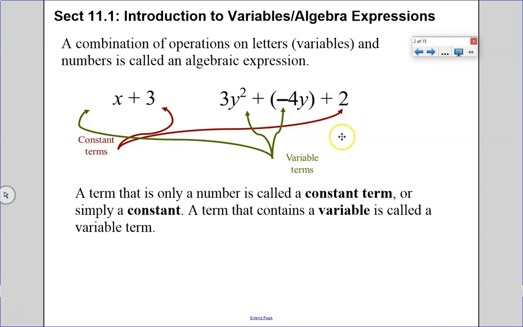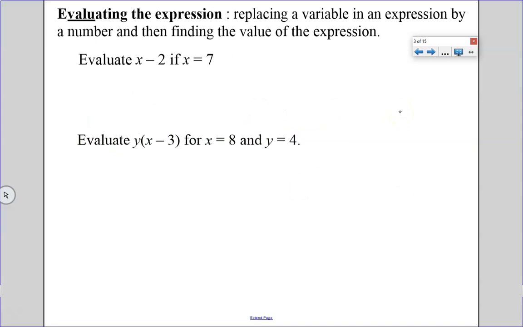Now, terms can be considered constants. Constant terms are terms that contain no variables. For example, the 3 and the 2 would be constant terms. Variable terms are terms in which there will be at least one letter. So the variable terms here are x, 3y squared, and negative 4y. So you can count the number of terms as well as identify them as variable terms or constant terms.